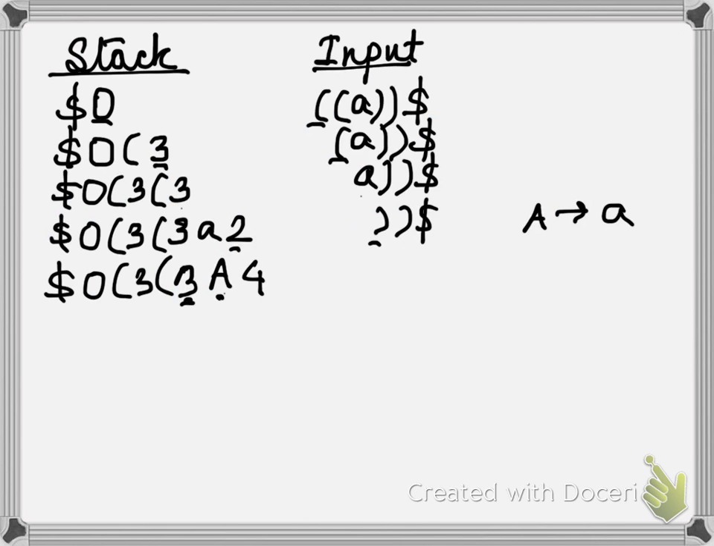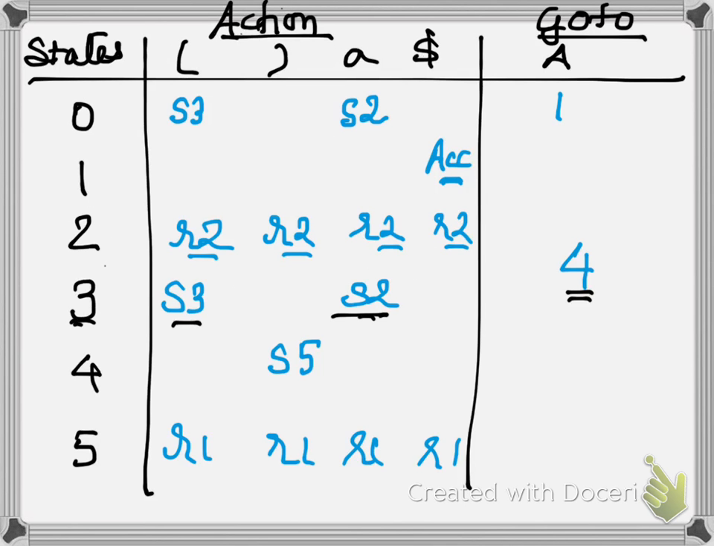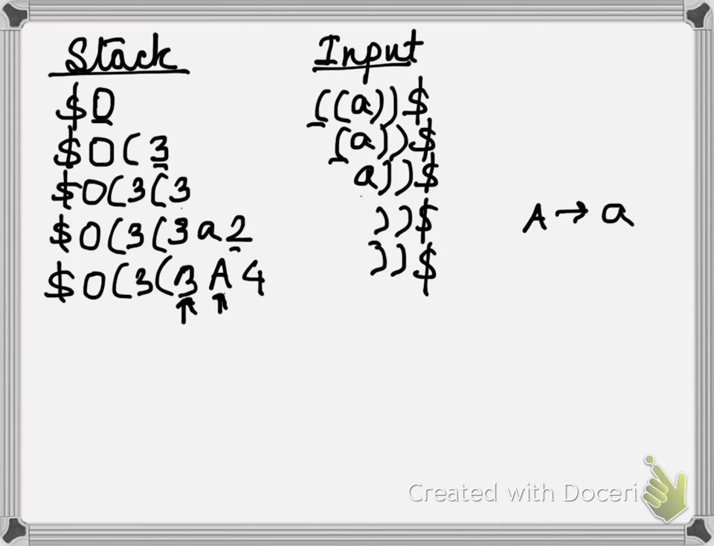So we have a 4 out here, and we have this left. That is where we are using our go to. Remember, we'll use our go to whenever we have done a reduction, and then based on the symbol you have here and what was there at the top of the stack, you look at the go to section. So 3 on A goes to 4. So we put 4 out here.